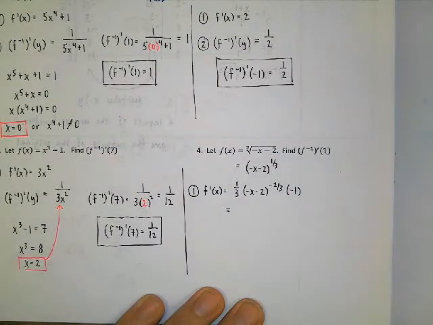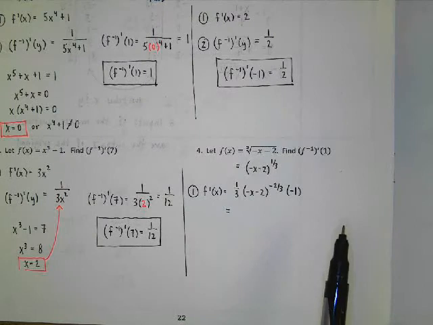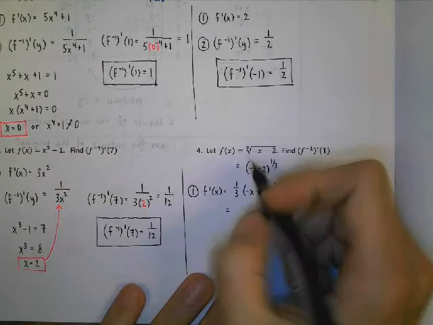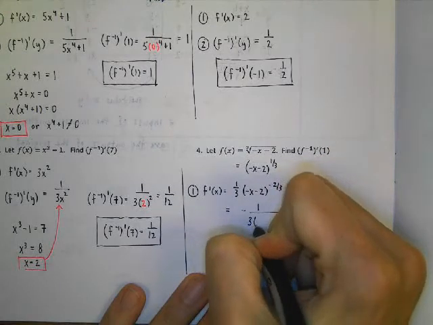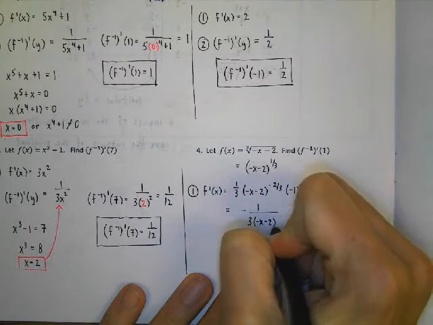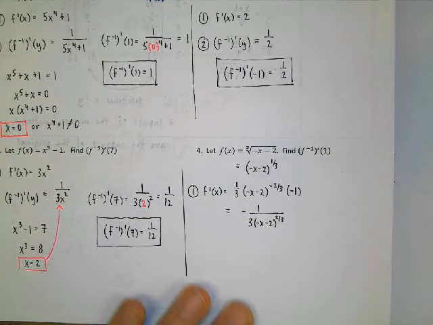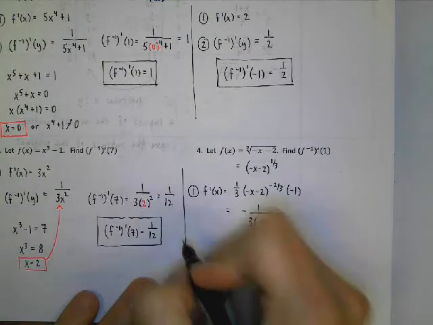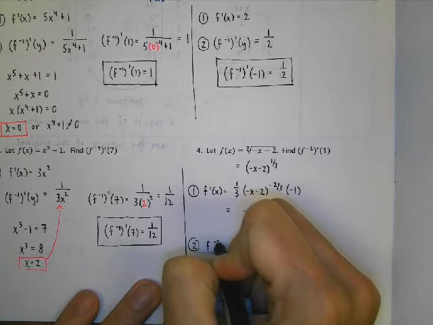Now, I'm going to rewrite this a bit, only because rewriting it as a fraction is going to help me when I need to take 1 over my derivative, or really find the reciprocal. So this is equal to -1 over 3 times negative x minus 2 to the 2/3 power. I'm making that positive when I bring it down. So that's my derivative.